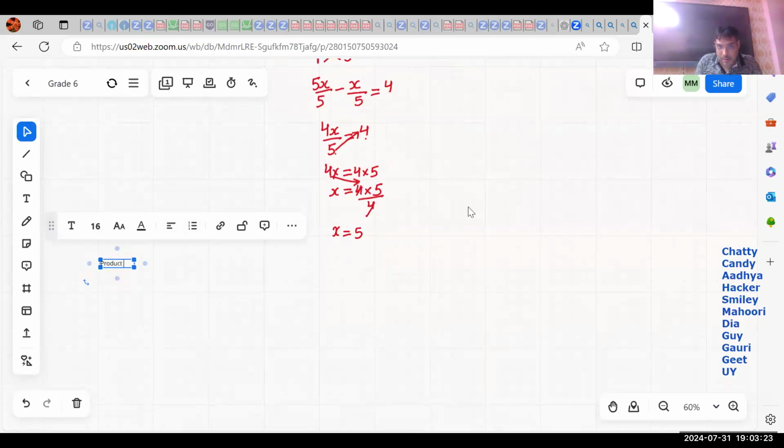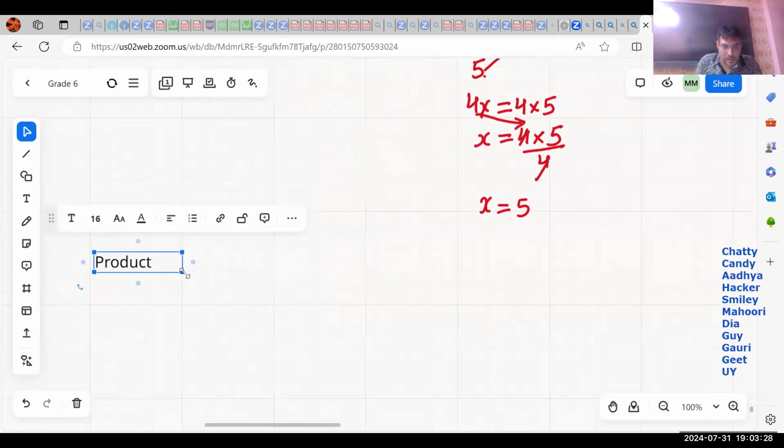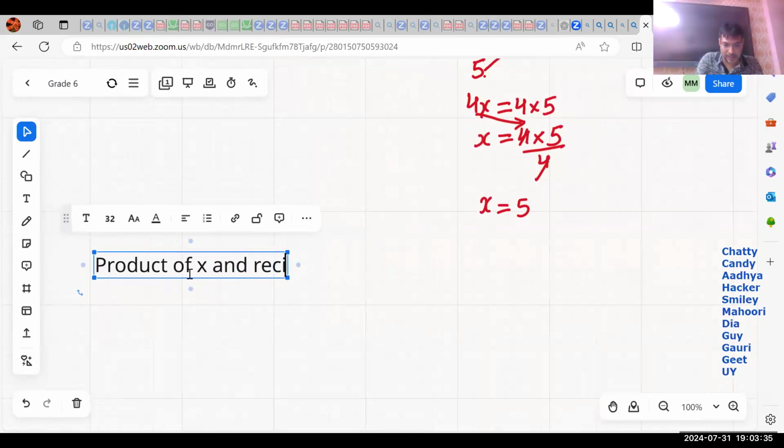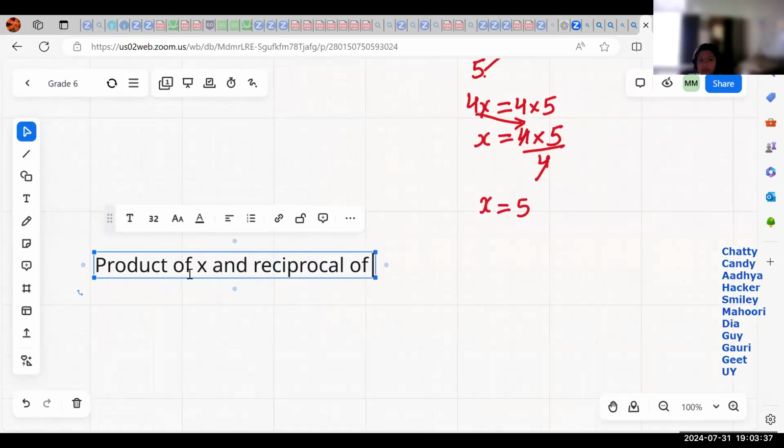You have to write using numbers and literals, basically the algebraic expressions. Let me increase the font size. Product of x and reciprocal of a.